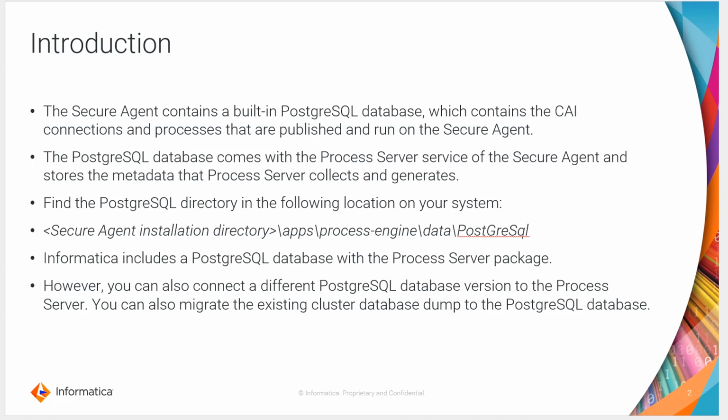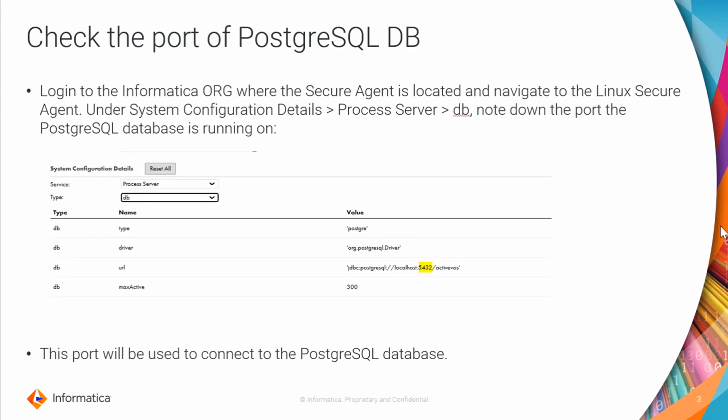This PostgreSQL database holds all the metadata of the connections and processes that are published on the agent. You can also connect to a different PostgreSQL database other than the one that comes with the process server package. To use that, you need to migrate the existing cluster database dump to that different PostgreSQL database.